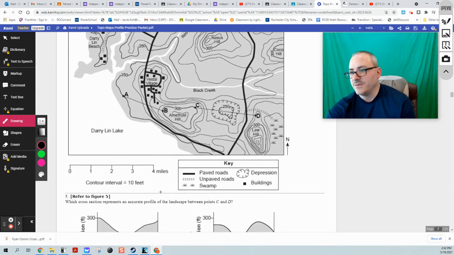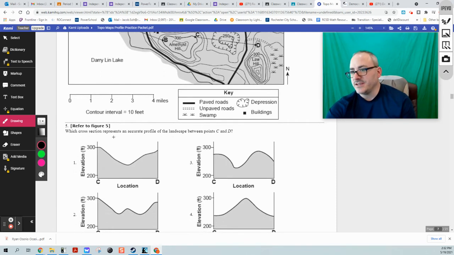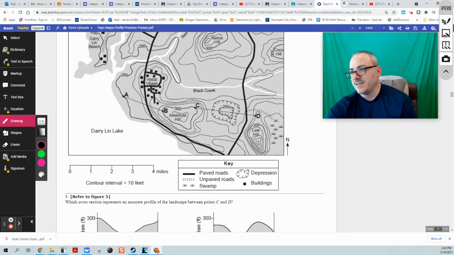There's AB. Let's see, what's the question going to ask us? Oh, which cross-section represents an accurate profile of the landscape between C and D? All right, let me examine what's going on with C and D. I'm starting at 300 foot at C. I'm ending at 290 feet at D. How did I know that? I quickly looked: the contour interval was 10. I saw that this line was 300. I see that this is a hill, which means I'm going down the hill, down the gradient, which means the next one's going to be 290. So starting at 300, ending at 290.